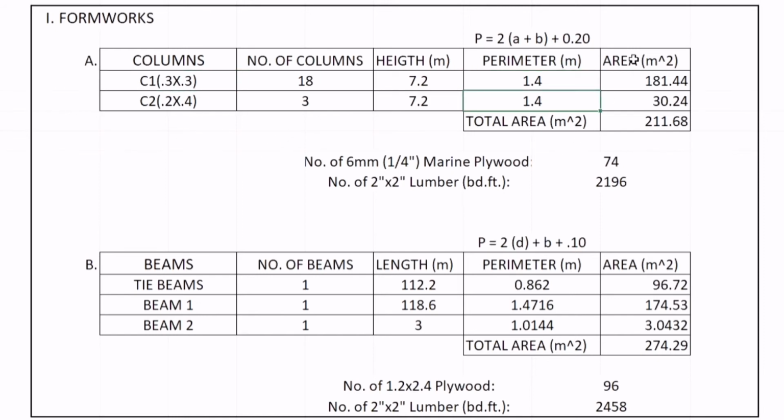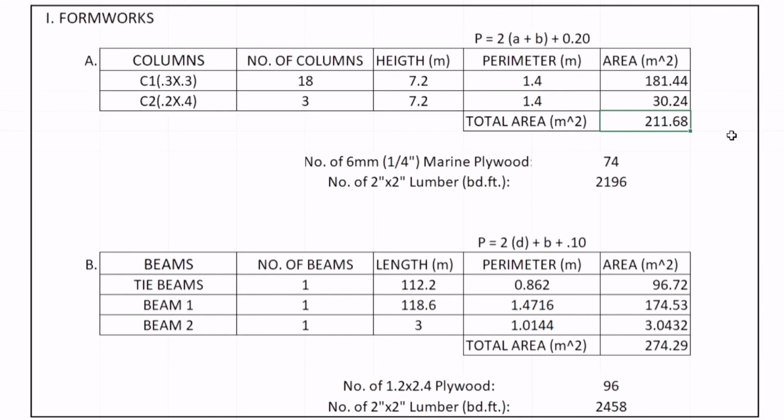So sa area naman, multiply lang natin yung perimeter times the height. 1.4 times 7.2 times number of columns 18. So 181.44 square meters. Tapos ito rin sa C2, 1.4 times 7.2 times 3, which is 30.24. And then total area is add lang natin itong dalawa.